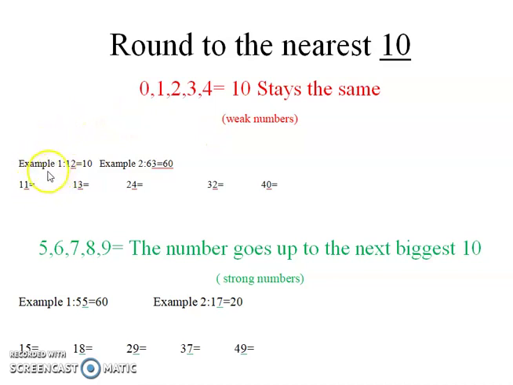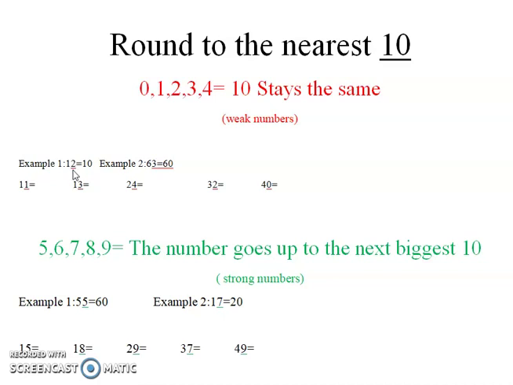Okay, here we have example number 1, and the example is 12. So here I've underlined the 2 that's in the 1's place value. This 2 is going to tell us whether or not our number in the 10 place value is going to round up to the next number, or if it's going to stay the same.